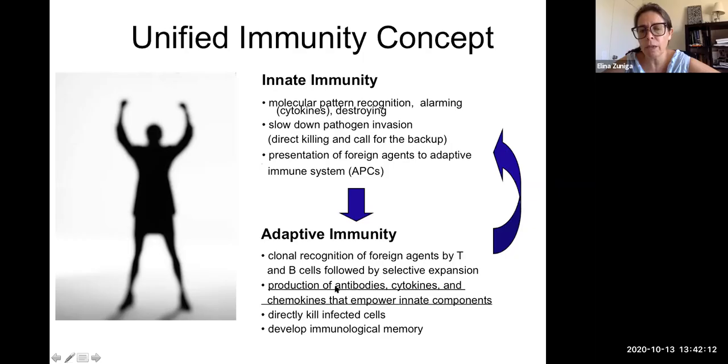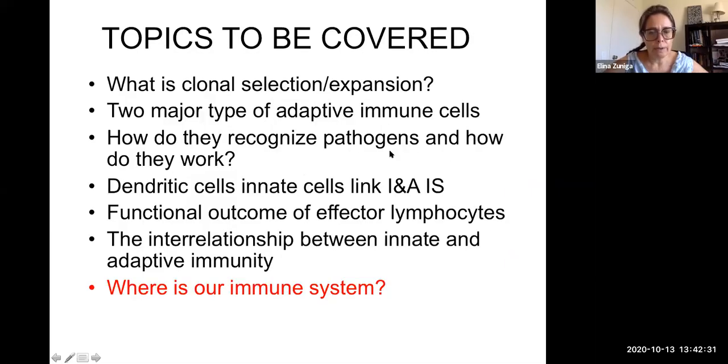Another example of how the adaptive immune system empowers the innate immune system is what we learned about antibodies, right? We learned how antibodies ultimately lead to pathogen destruction by the macrophages, which are cells of the innate immune system. Okay, so in the last few minutes, I would like to cover where our immune system is, okay?